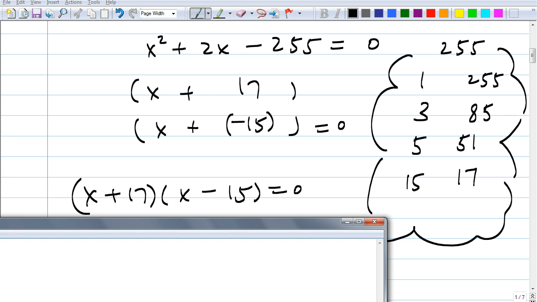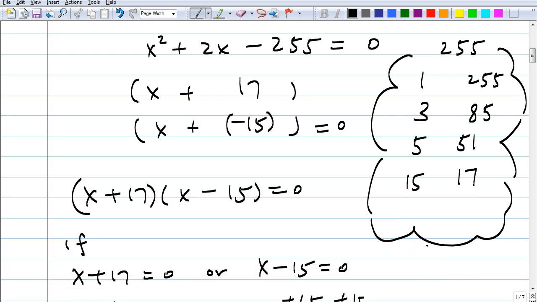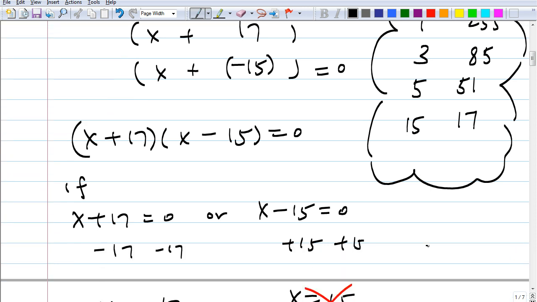Now, when is this true? In other words, how do I find the solution? This is only true if and only if x plus 17 equals 0 or x minus 15 is equal to 0. So how do you solve for x? You subtract 17 from both sides. The other one you add 15. So we got 2 solutions.